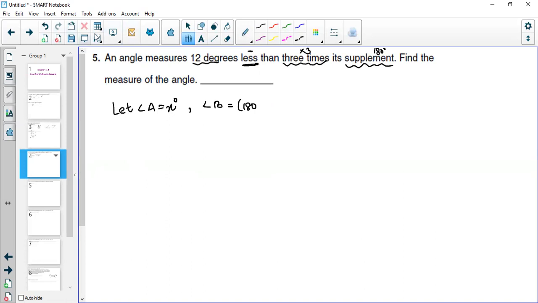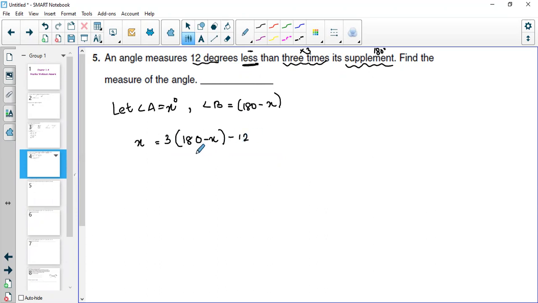180 minus x, right? That's because it's supplementary. So 180 minus x. Now first let's write the value for x, right? So that's going to be x equals, now we are going to write the number. They said 3 times, so we write multiplication first. 3 times 180 minus x, because we are finding the supplement, right? The other part. Then they said 12 degrees less, so minus 12.